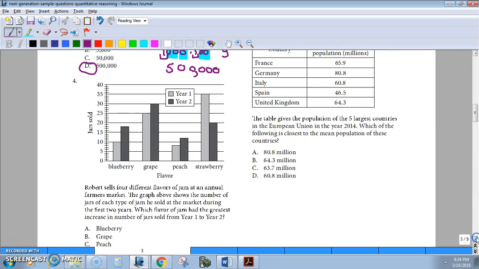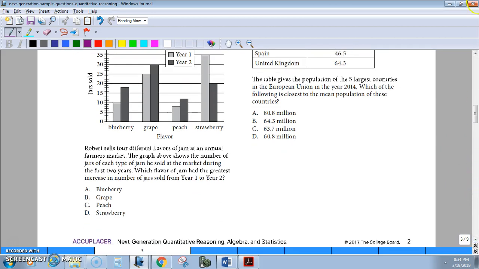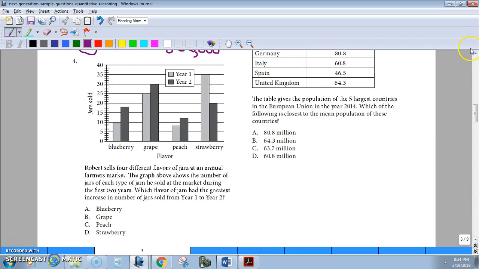All right, question number 4. It's going to want you to read a graph. Robert sells 4 different flavors of jam at an annual farmer's market. The graph above shows the number of jars of each type of jam. Which flavor of jam had the greatest increase in number of jars sold from year 1 to year 2? So what we're looking for is which flavor had the greatest increase from year 1 to year 2.